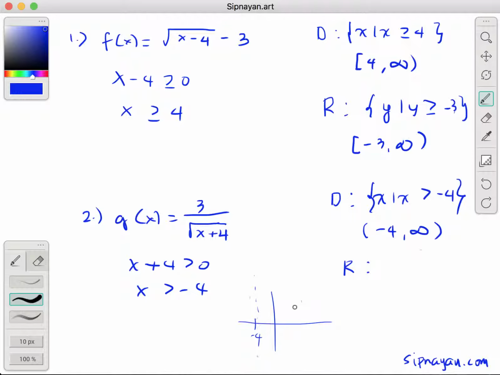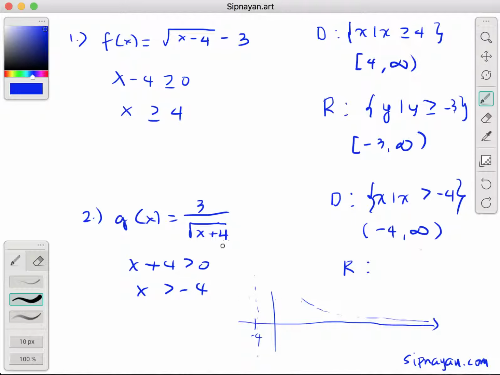At nag-a-approach yan sa 0, meaning, habang papunta ka ng papunta sa kanan, as x increases, paganyan yung iyong graph, no? Palapit siya ng palapit sa x-axis. But it will never become 0. Yung y mo, hindi siya pwede maging 0 kasi 3 yung iyong numerator.